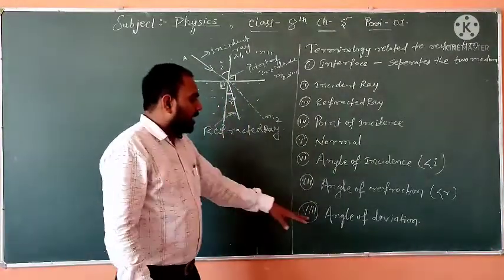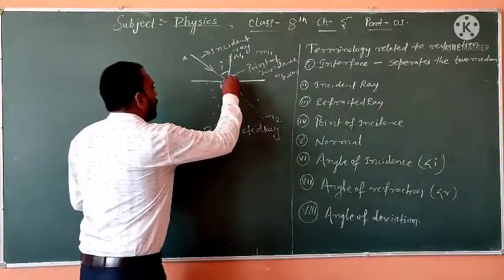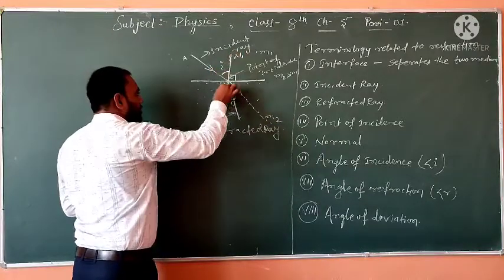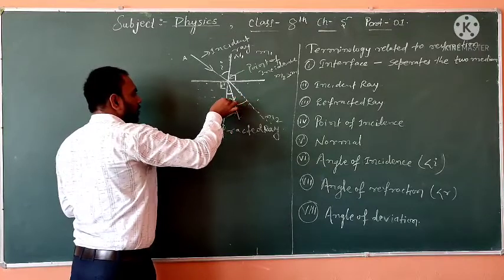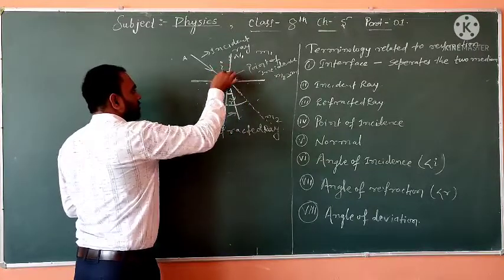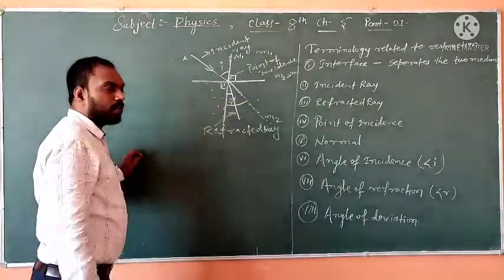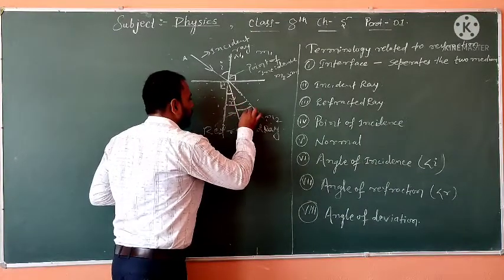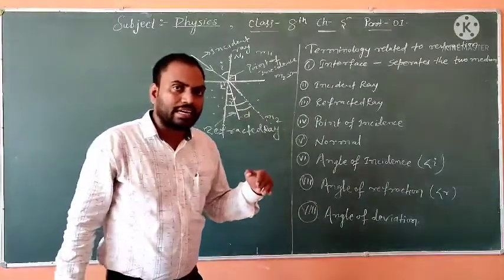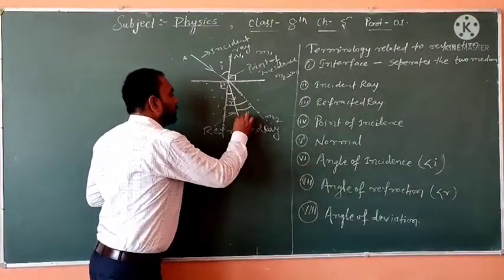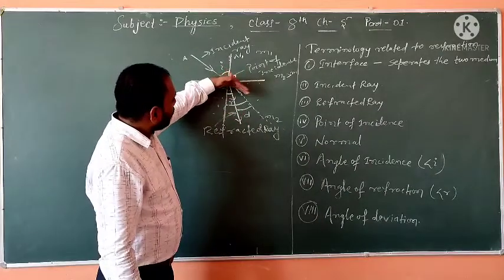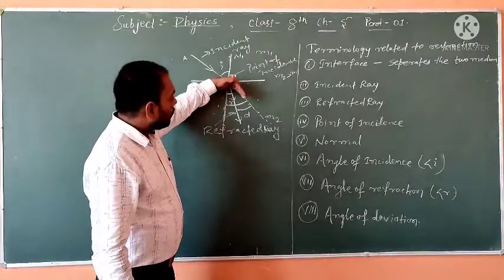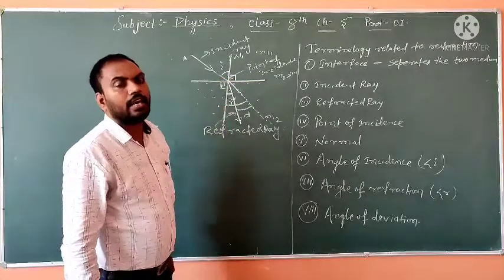Now I am coming to angle of deviation. Understand me. This is the original path and this is the incident ray. This is the normal. This whole angle is called the angle of incidence. Vertically opposite, it will be equal to the angle of incidence. This angle is called the angle of deviation. By what amount of angle the refracted ray bends from its original path is called the angle of deviation.